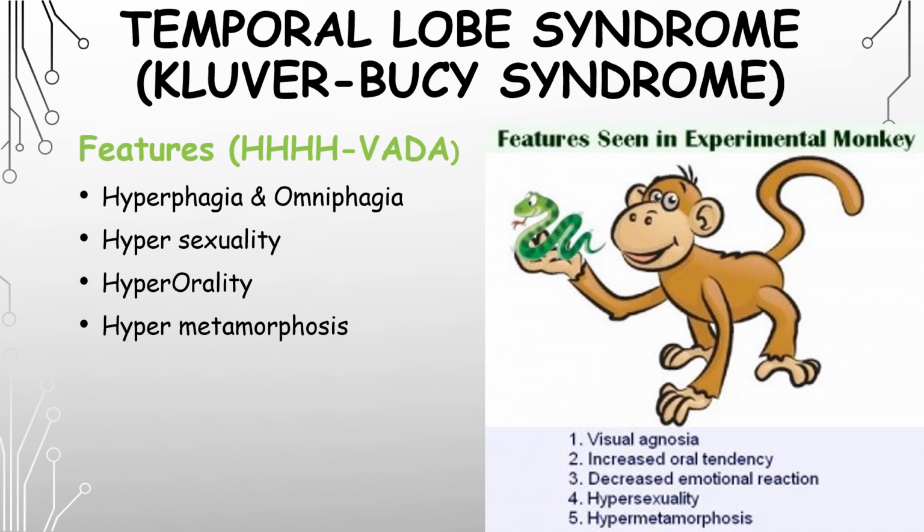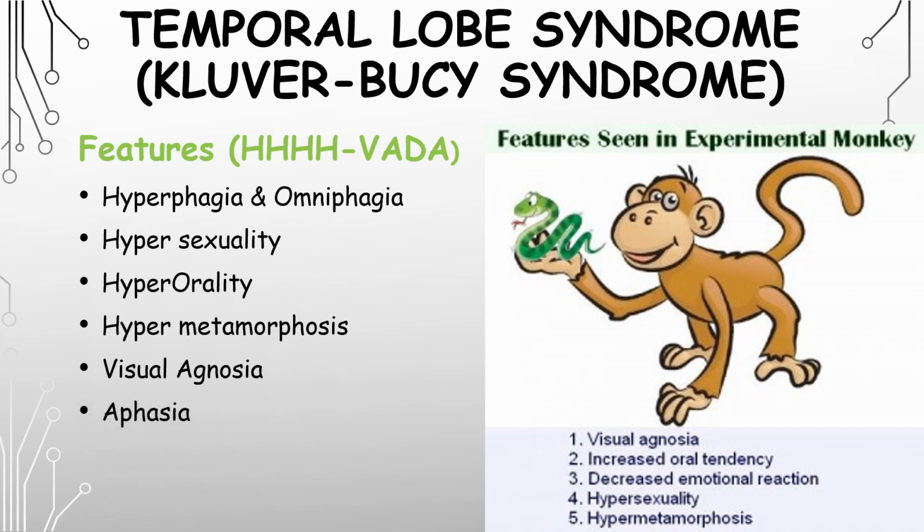Hypermetamorphosis. So they start responding to every stimulus, whether it is experienced before or not. So that is hypermetamorphosis. There is visual agnosia, the inability to recognize objects in spite of good vision.